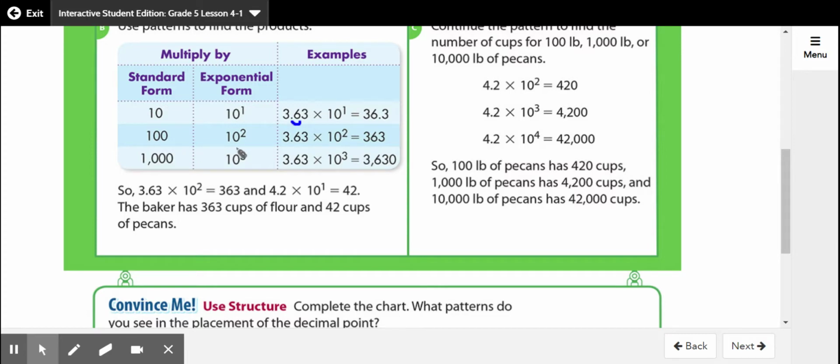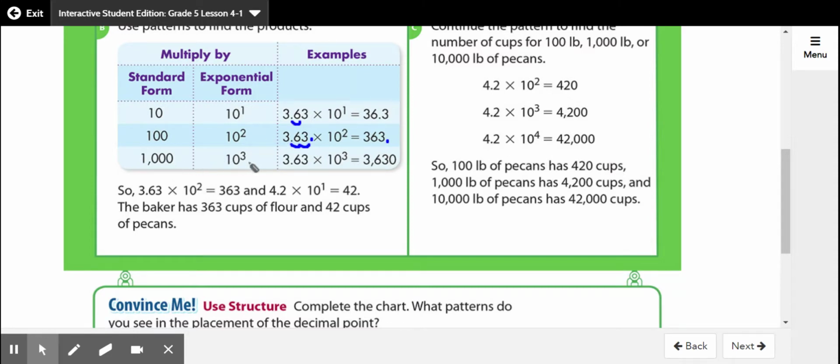100 in exponential form is 10 to the second power. So there's going to be those 2 zeros. I'm going to go ahead and move the decimal 1, 2 places to the right. 363. You can put your decimal right there. I could have put a decimal right here if they wanted to. And 3 times 100 is 300. So yes, 3.63 times 100 is 363.